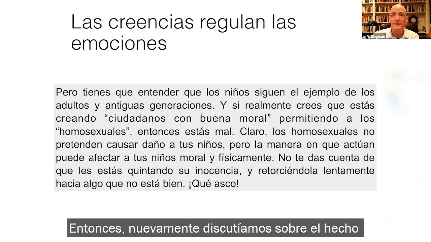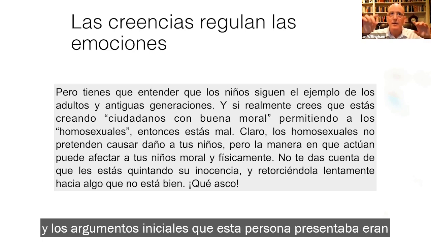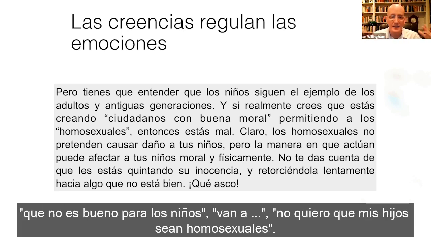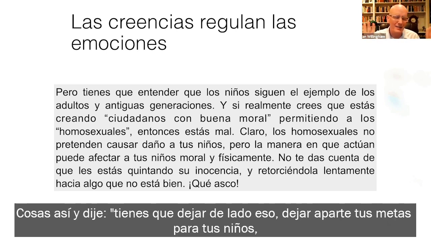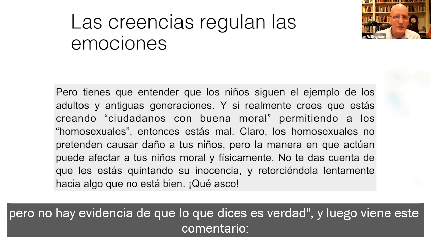So again, we're arguing about the fact of the matter, and the initial arguments this person was laying out were that it's not good for children. They're going to, I don't want my kids to be gay and stuff like that. And I'm saying, setting aside, let's leave alone your goals for your children, there's no evidence that what you say is true. And then here comes this comment.